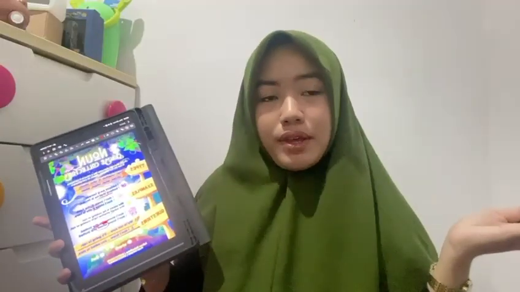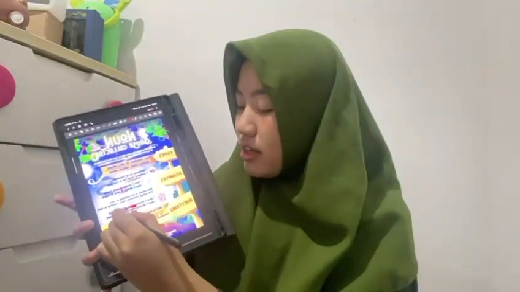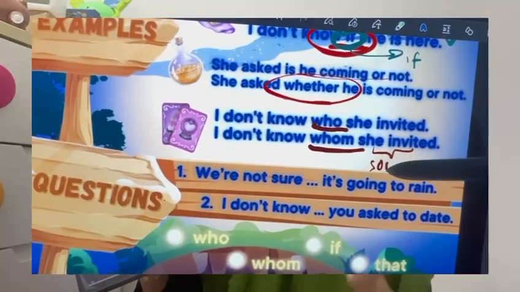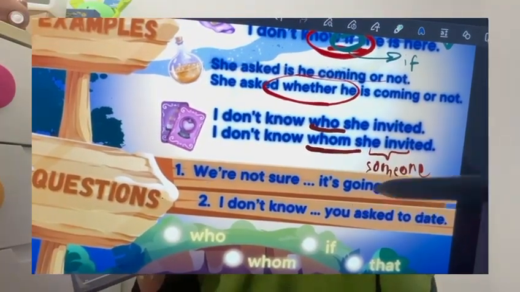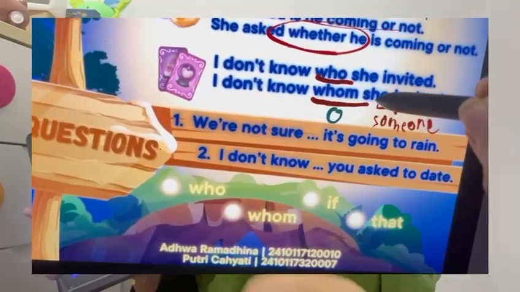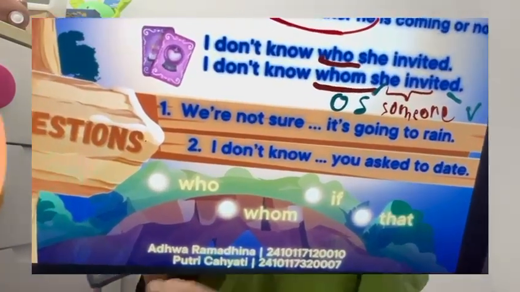Correct informal grammar. Why whom? Because in that sentence, she is the subject and whom is the object of the verb invited. We can see the structure like this. Okay, that's the example on the poster.